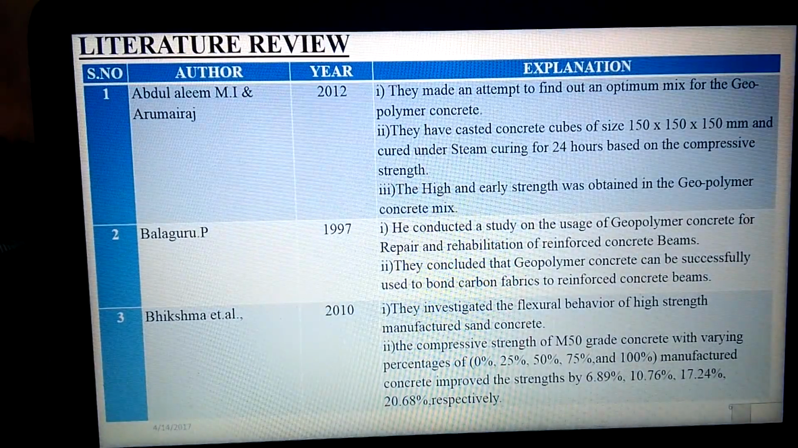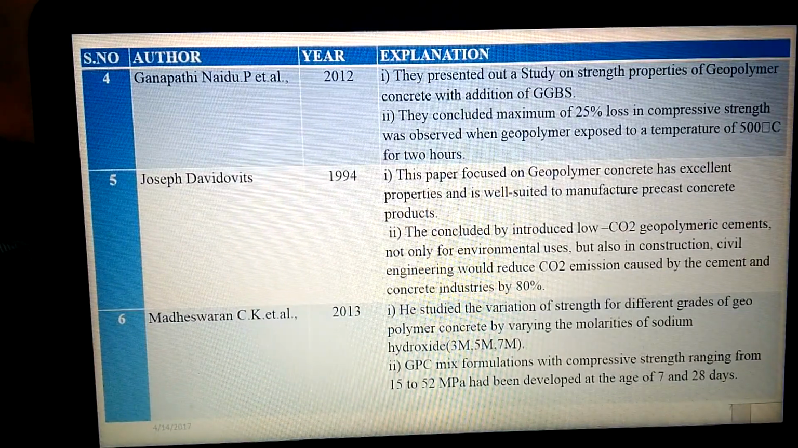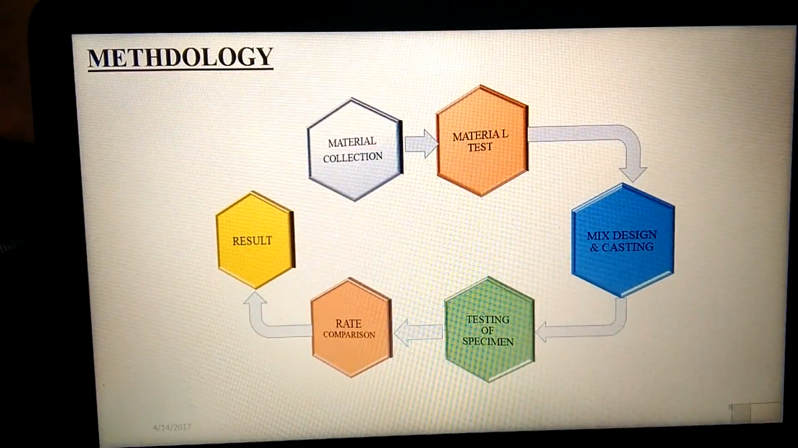This is the literature review. We have taken references from these. Next slide. These are the literature reviews, as I told. These are the 6 literature reviews where we have taken some references. Next slide.